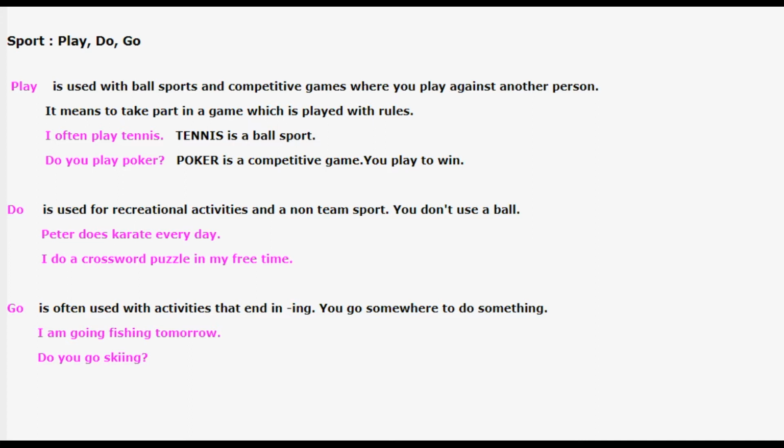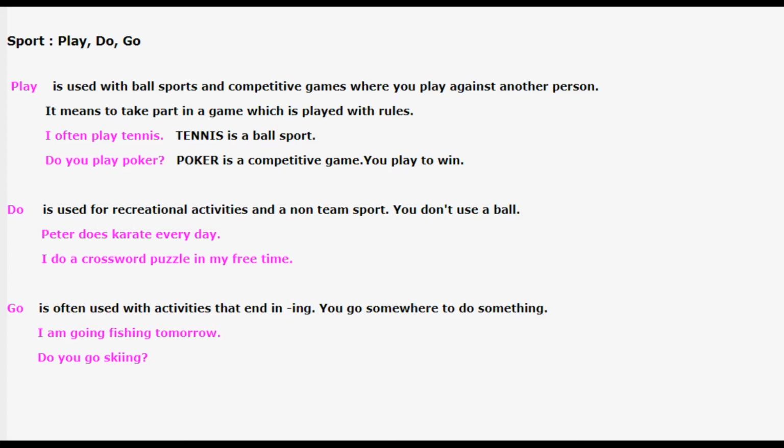Do. Do is used for recreational activities and non-team sports. You don't use a ball, remember. We use do with exercises, right? Example: Peter does karate every day. I do a crossword puzzle in my free time. Remember, you do something for fun. You do exercises, not a team sport, and we don't use a ball with the verb do, just with the verb play.